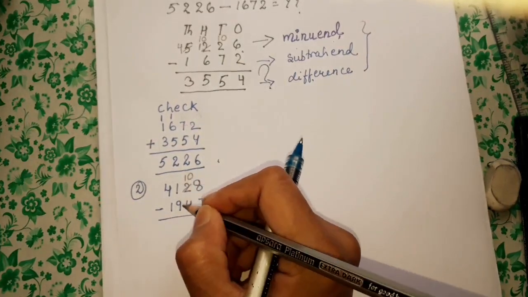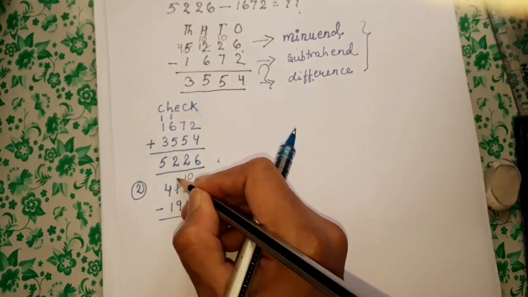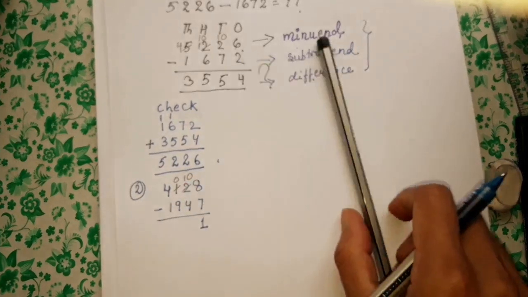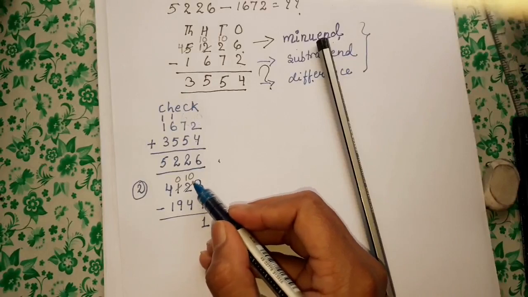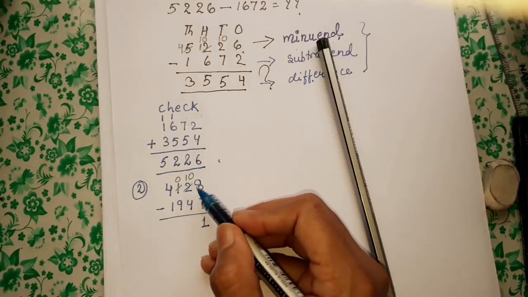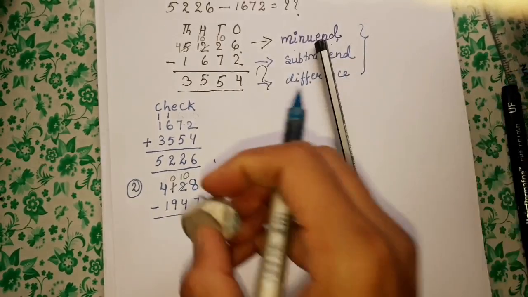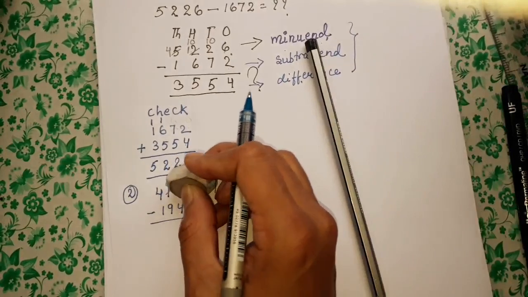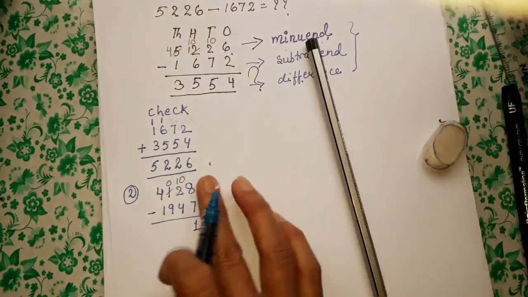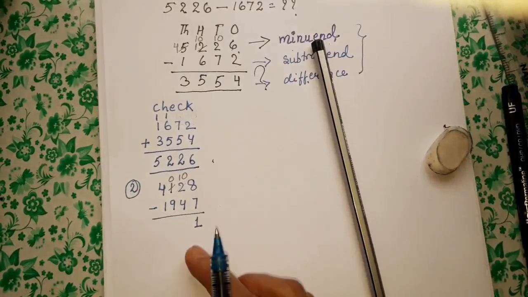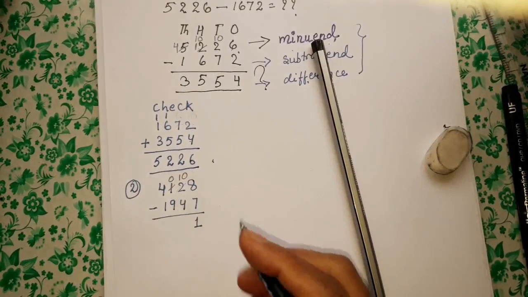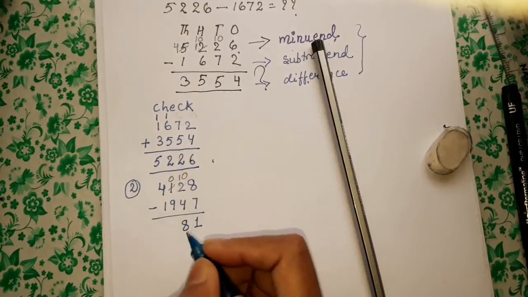Here we take borrow and 1 becomes 0. When we add 2 in 10, we get 12. And after that, what we have to do? We have to subtract 4 from 12. When we subtract 4 from 12, we get 8.